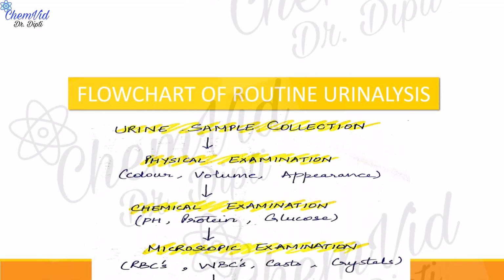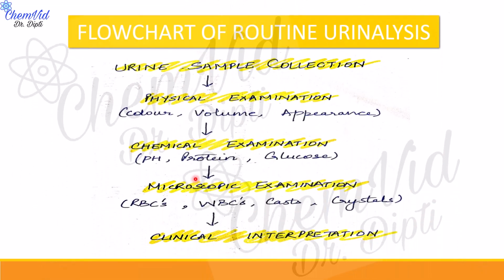Then coming on to the flowchart of the routine urinalysis, you can draw a small flowchart comprising the different types of examination which can be done. That is the physical, chemical, and microscopic examination, and then interpreting it clinically.